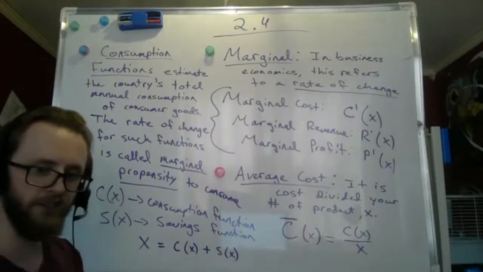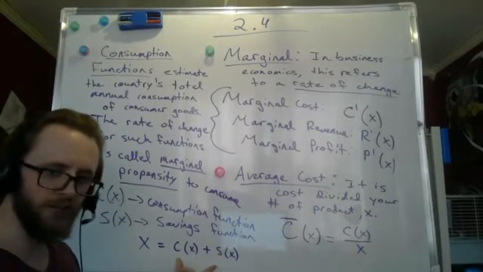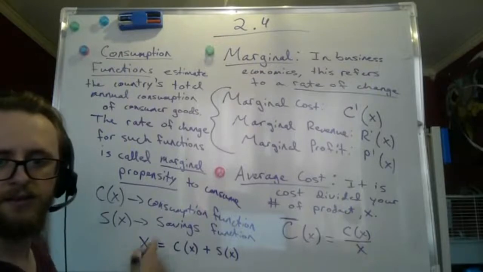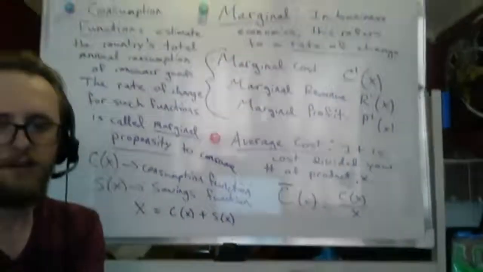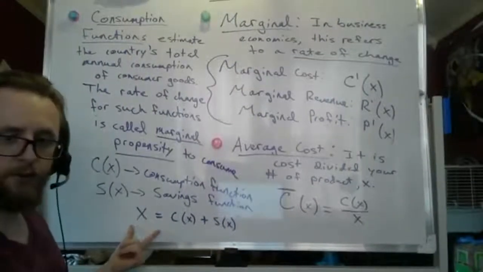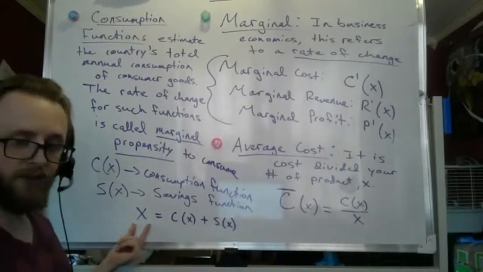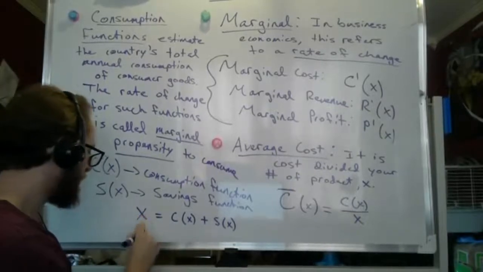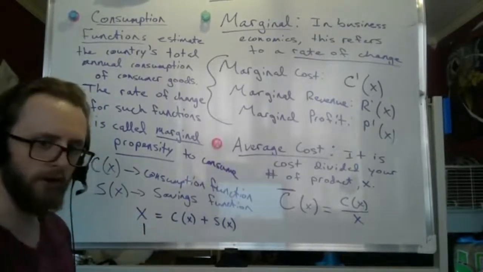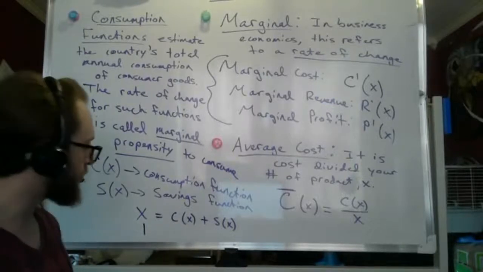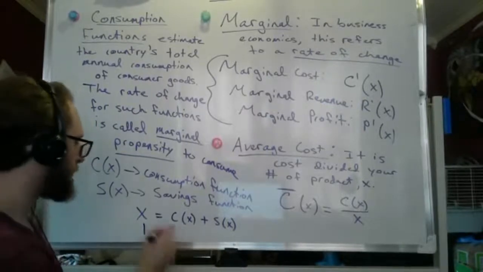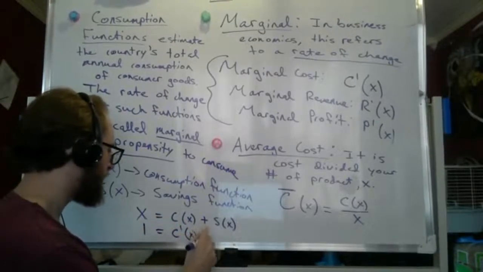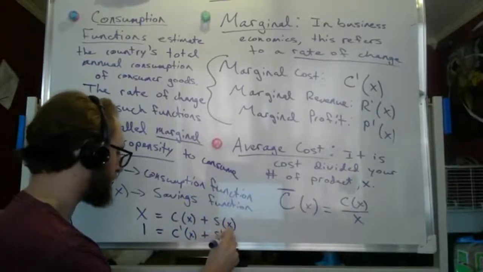But what's interesting here is that based on this equation, if we take the first derivative, then, let me tilt this down a little bit. Then if we take our derivative here with respect to x, what's the derivative of x? Well, by the power rule, the 1 comes down, x decreases in power by 1, 1 minus 1 is 0, and so we have x to the 0 power, which is just 1. So 1 equals c prime of x plus s prime of x.